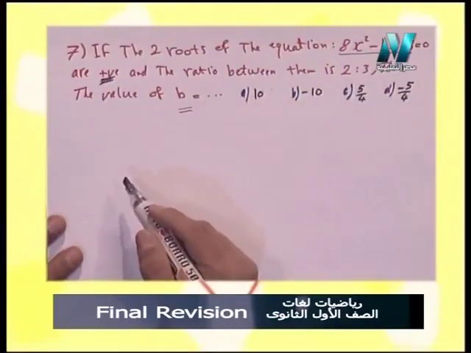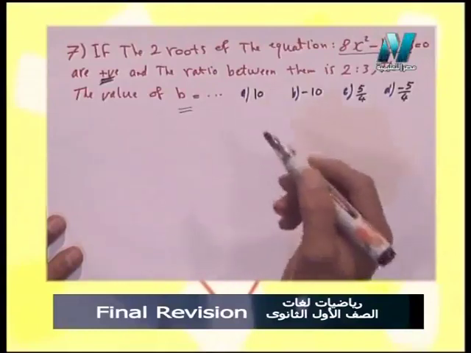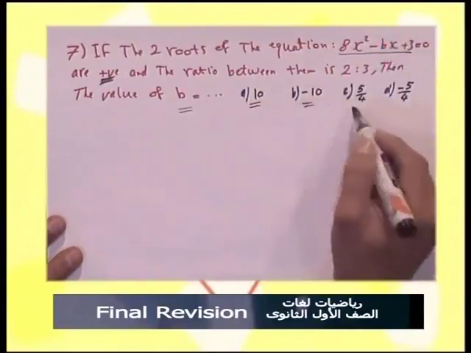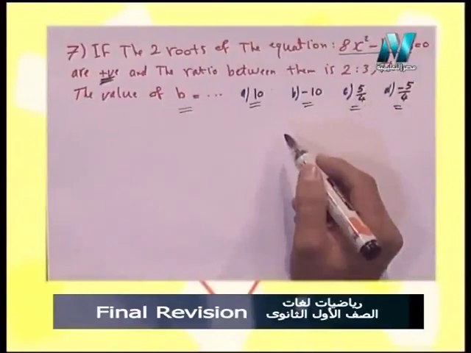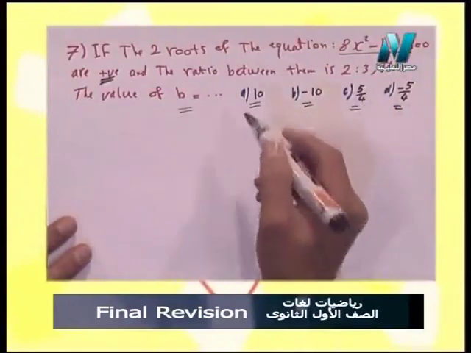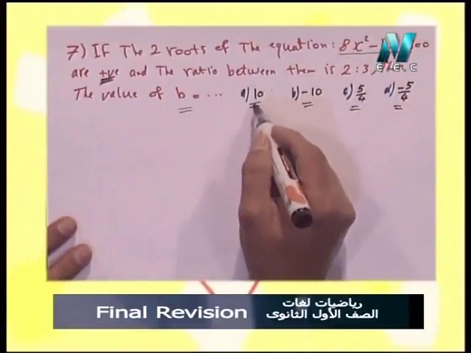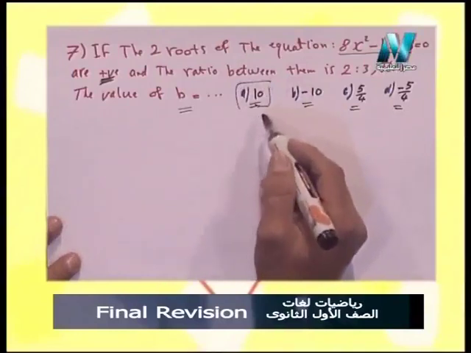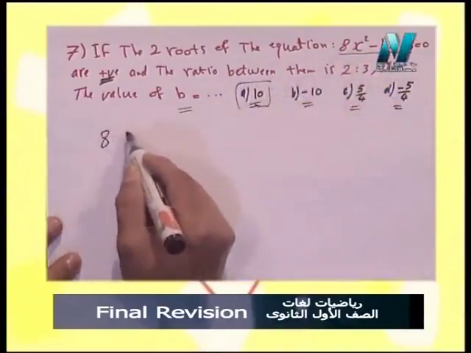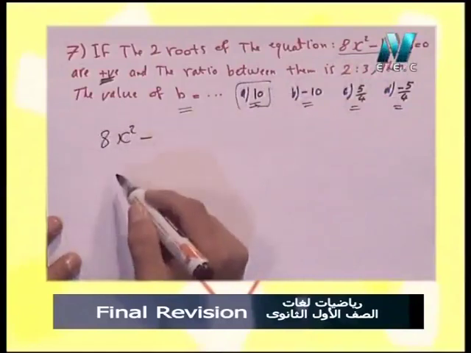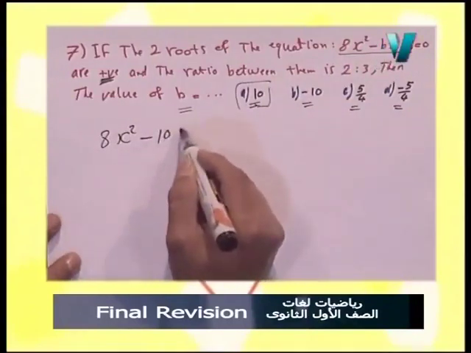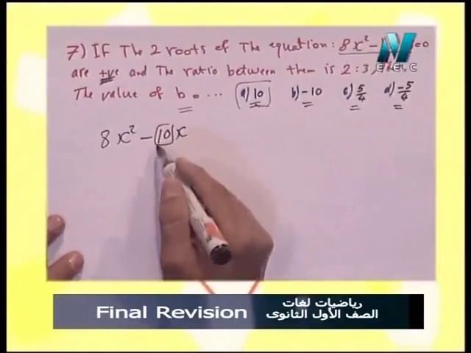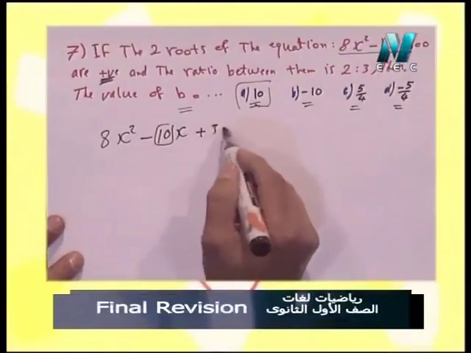Okay, my dear students, we can try to put b equals 10 at a time, and negative 10, 5 over 4, negative 5 over 4. So the answer will be what? Okay, let's first substitute b by 10 to find out is it right or wrong. Here 8x power 2 minus 10x, we put here b as 10. We try to find out is it right or not, plus 3 equals 0.